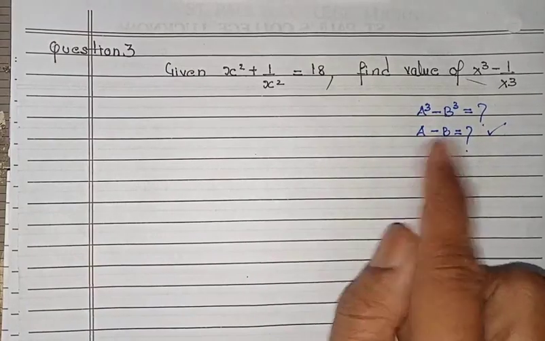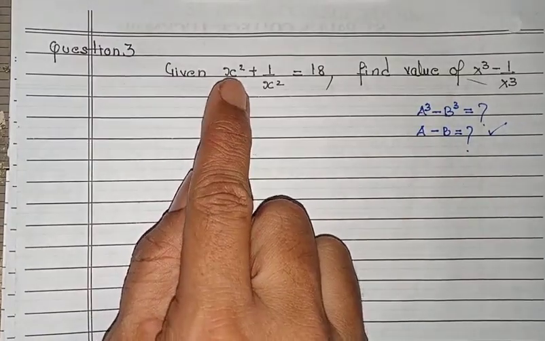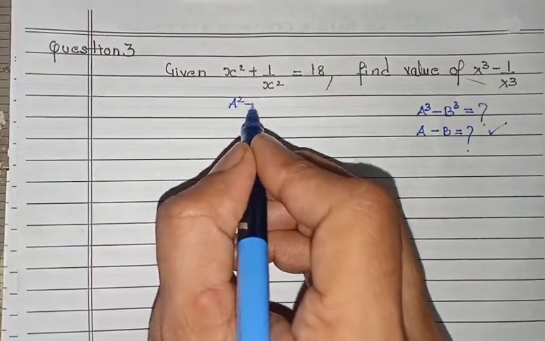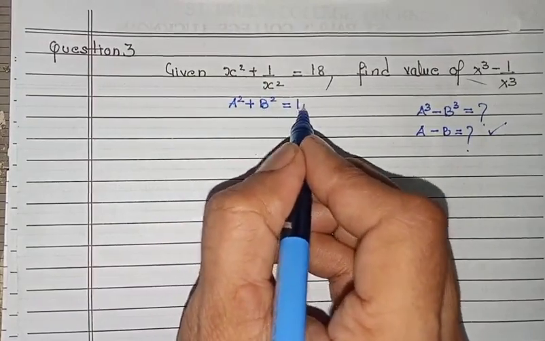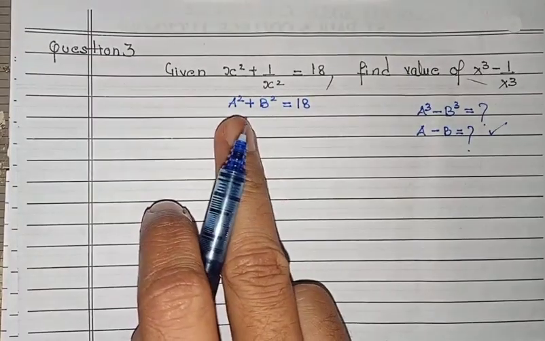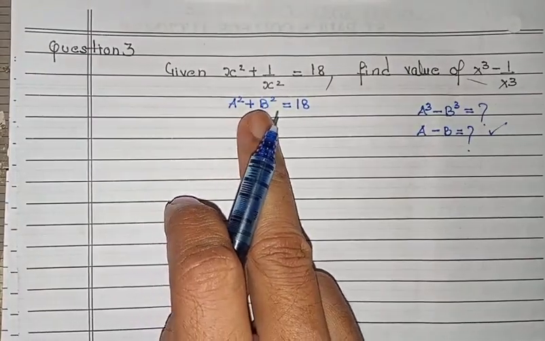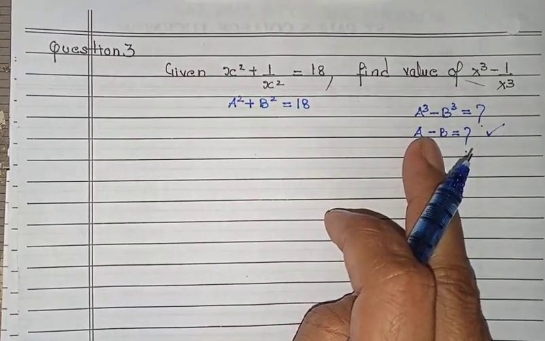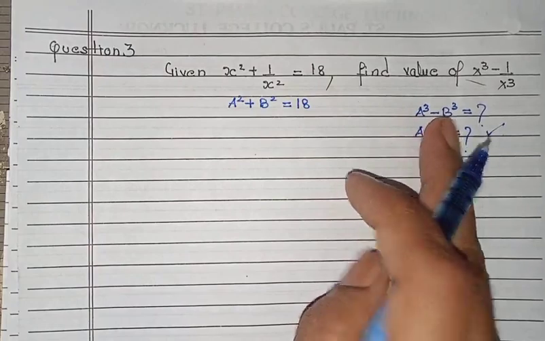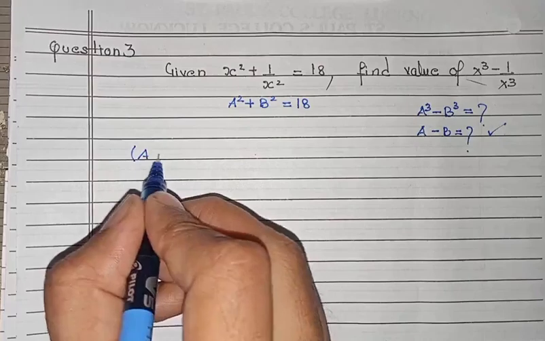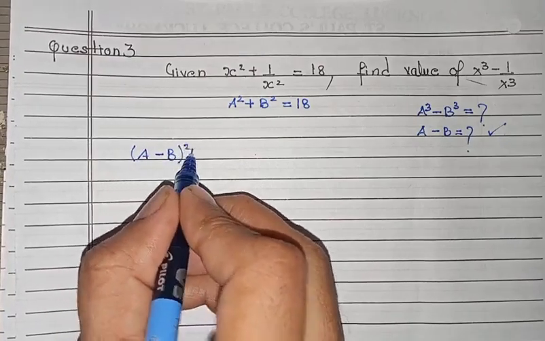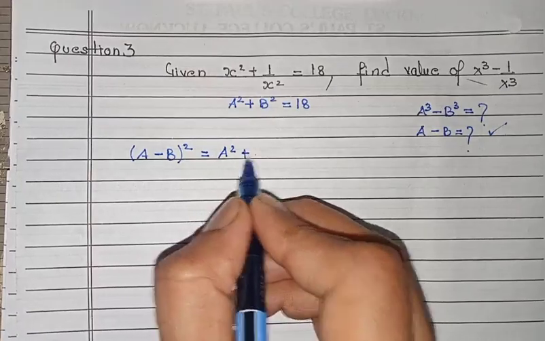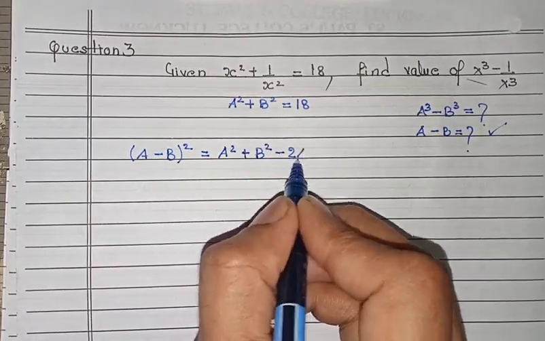So we will try to find a minus b, and what's given to us is a square plus b square. Now see, the question says with the help of a square plus b square you need to find a minus b first of all, and then after finding a minus b, you can find a cube minus b cube. So first of all I'm going to use the formula a minus b whole square, because I need to get a minus b first. So it will be a square plus b square minus 2ab.